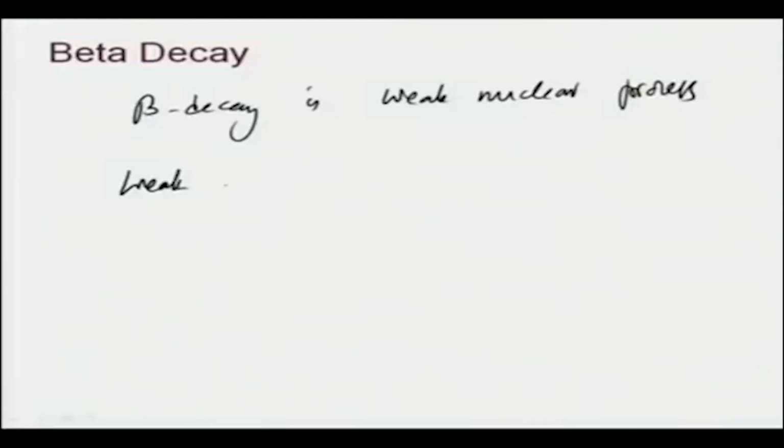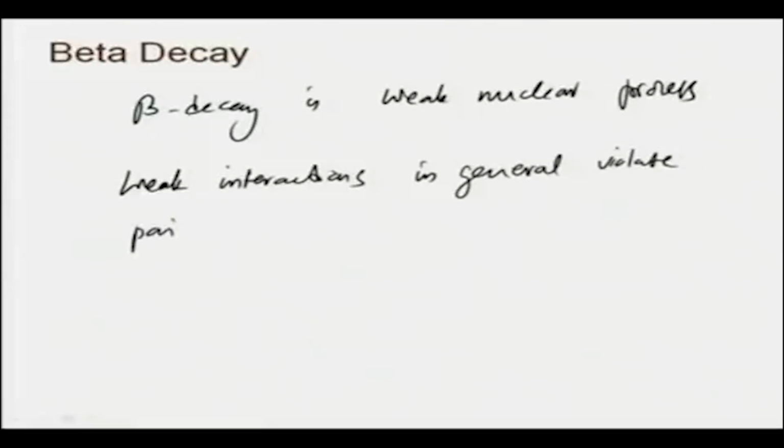Let me just write that. Weak interactions in general violate parity. Parity conservation is not possible under the weak interactions. We will stop our discussion of beta decay for the time being here, but we will come back to beta decay and the weak interaction in slightly more detail later when we discuss the particle physics part of the course.